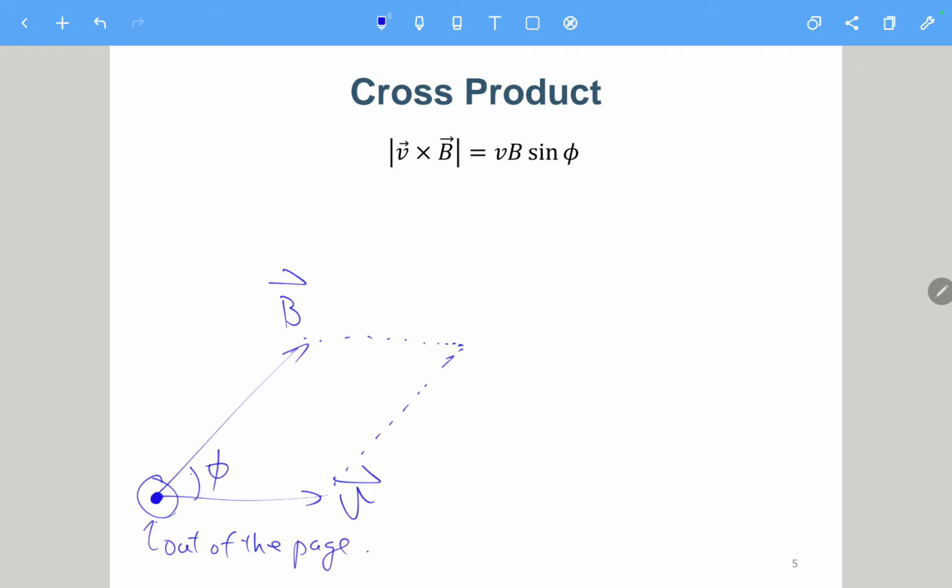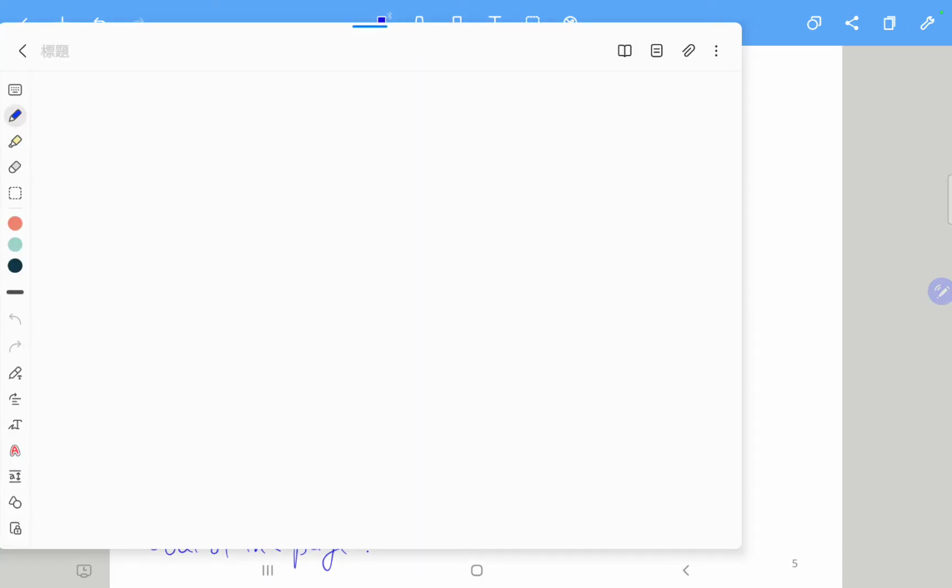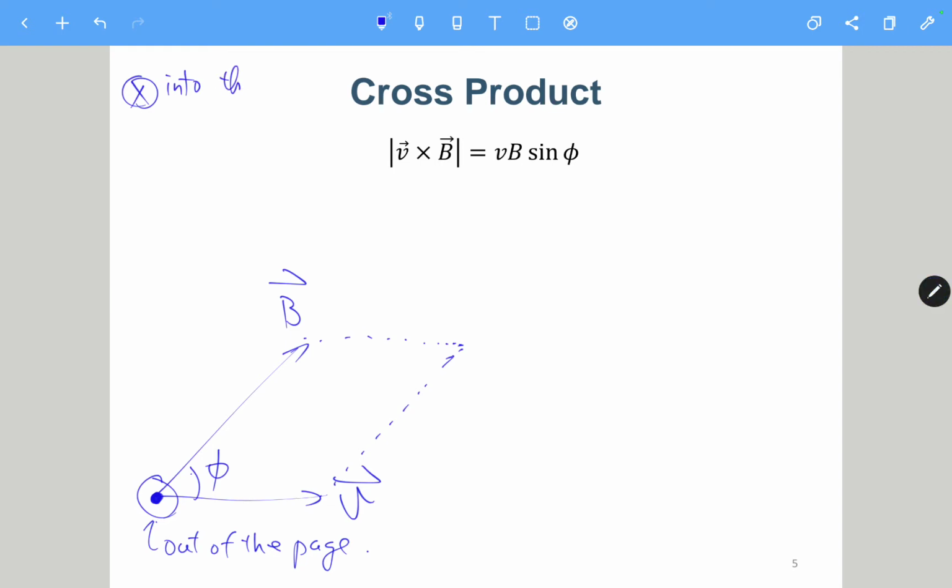Out of the page. If we use a cross inside the circle, this means the vector is into the page. And for this one, this is out of the page. So we know V cross B.